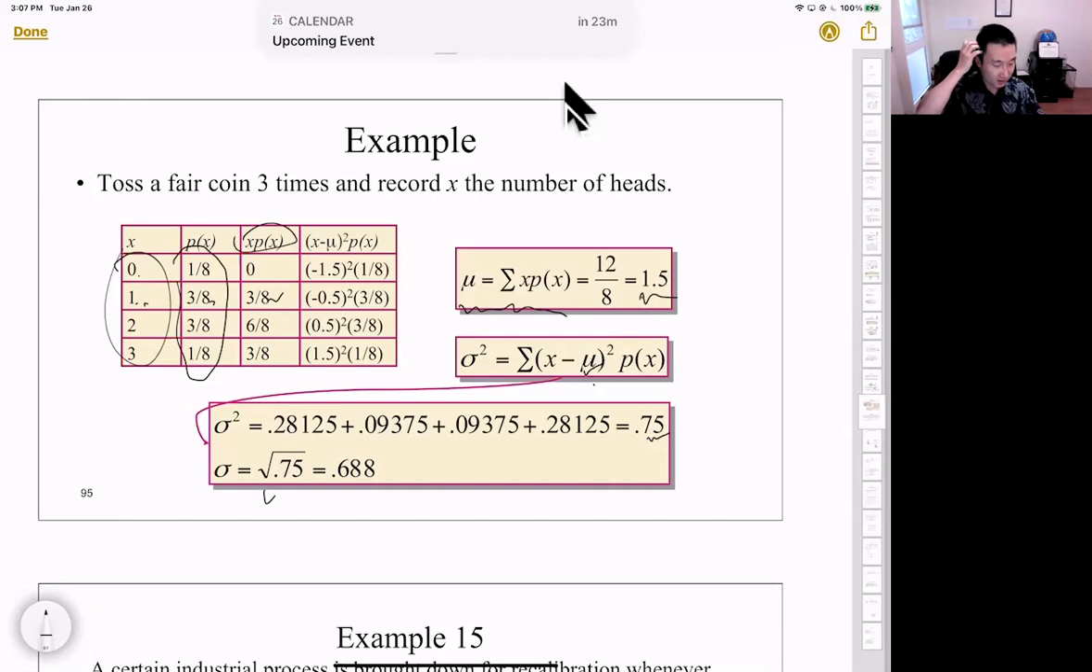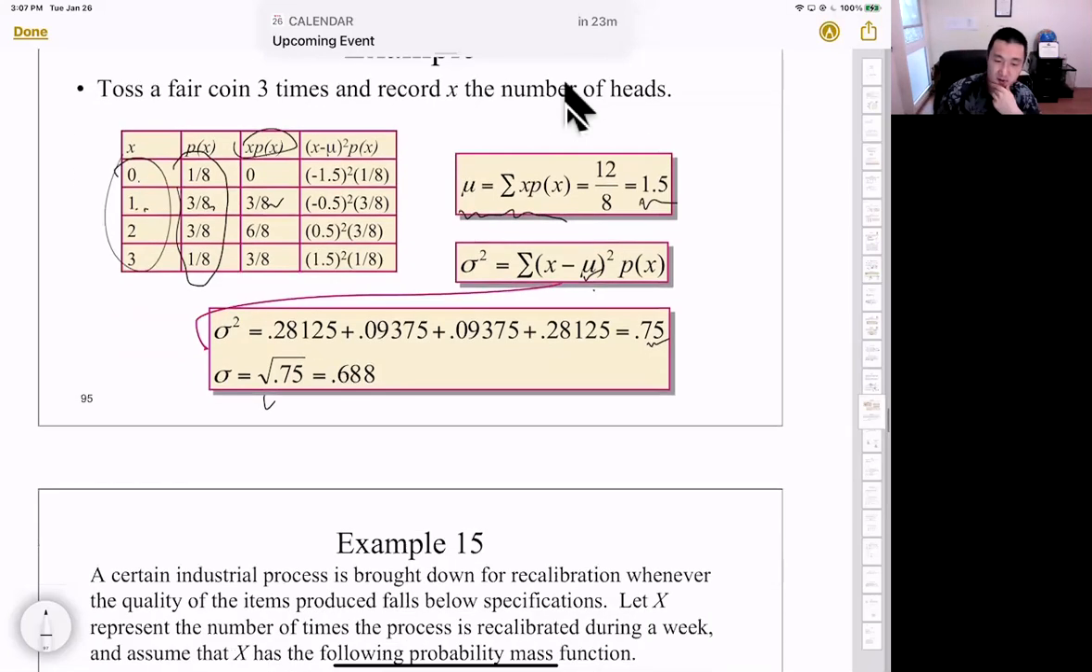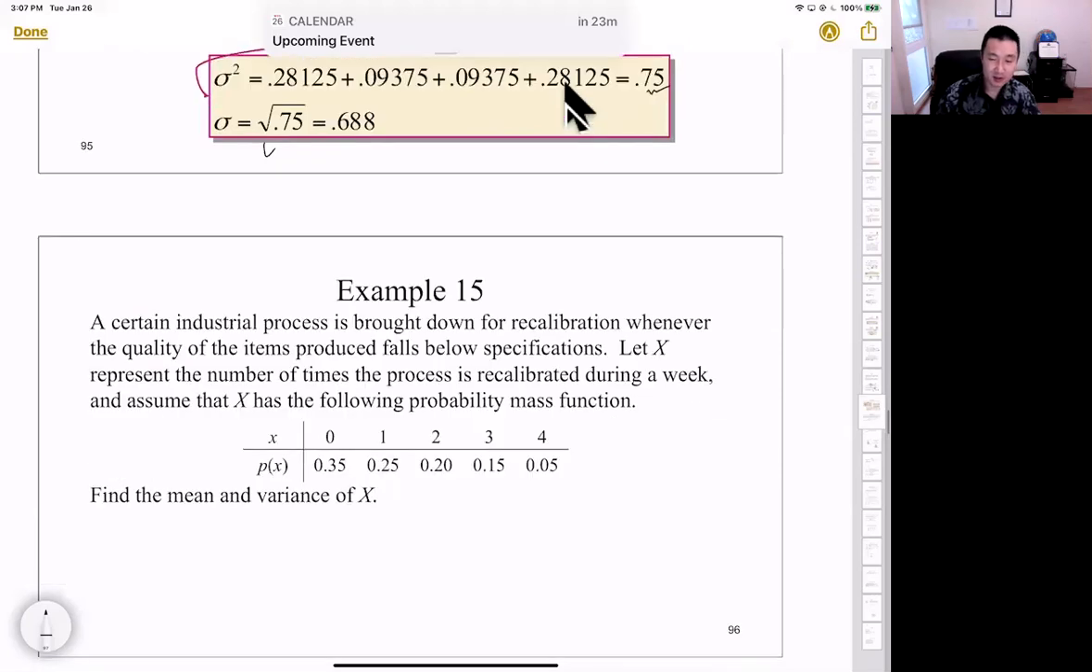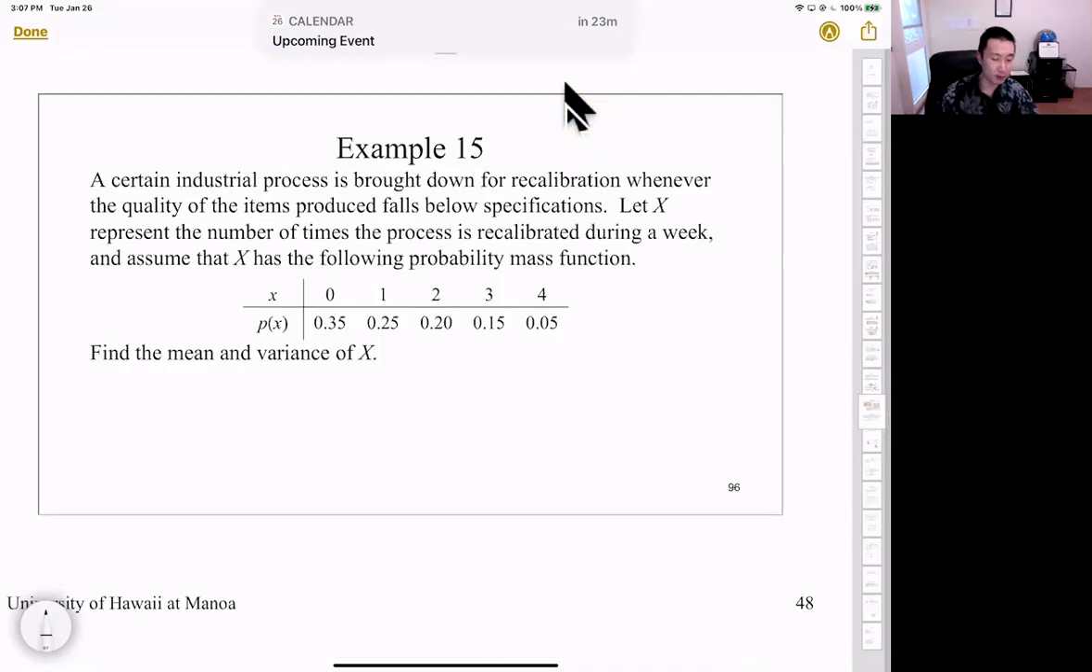So here is another example. Let's do it together. A certain industry process is brought down for recalibration whenever the quality of items produced falls below specs. X is the number of times the process is recalibrated during a week, and X has the following probability mass function. So the probability mass function is given.